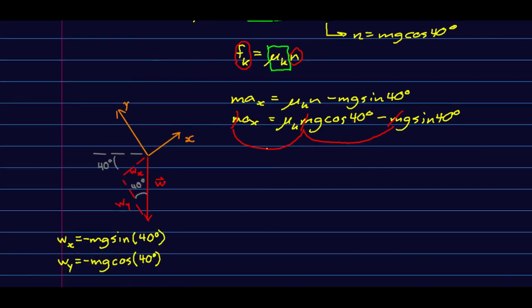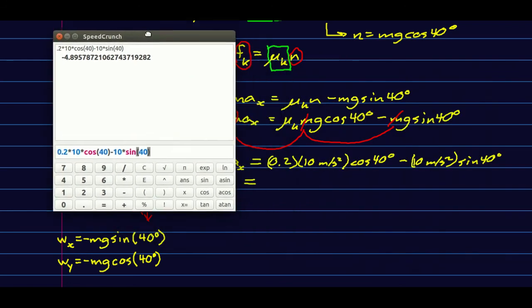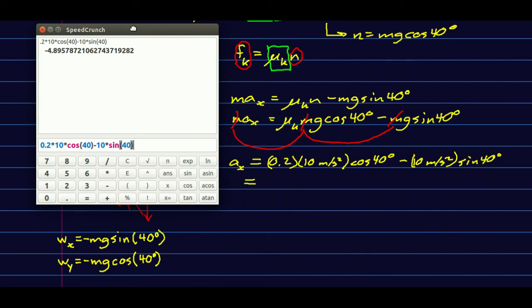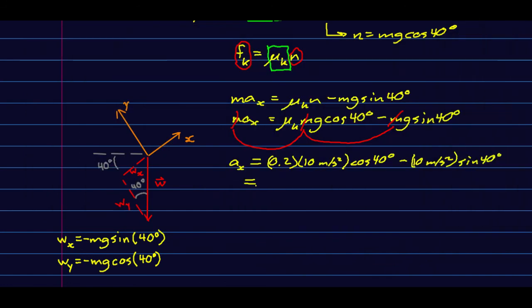So in the end, now it's time to sub in because we've got Ax isolated, right? So we've got 0.2 times 10 meters per second squared times cos of 40 degrees minus 10 times sine of 40 degrees. And a quick unit check. Look, we've got meters per second squared and unitless everything else. So this comes out in meters per second squared as it had better. And I've already plugged that into the calculator to save time. You see it's negative 4.9 meters per second squared.